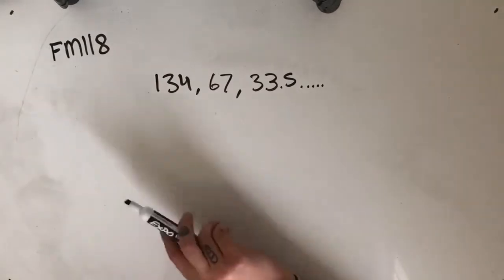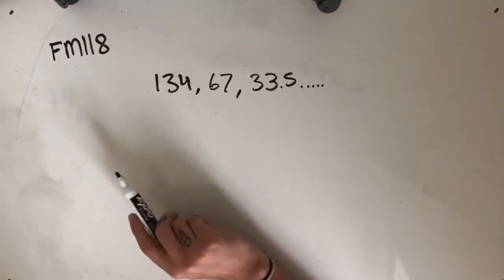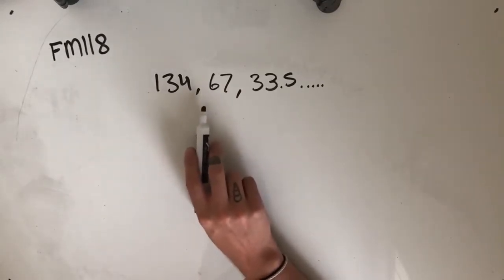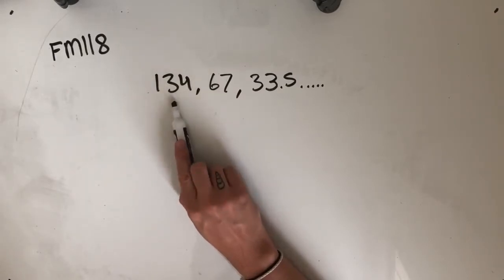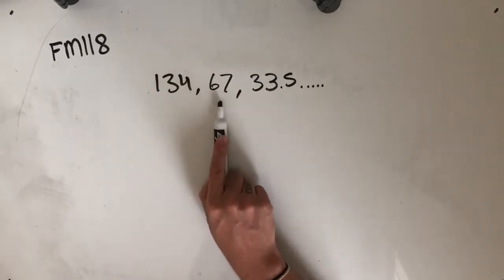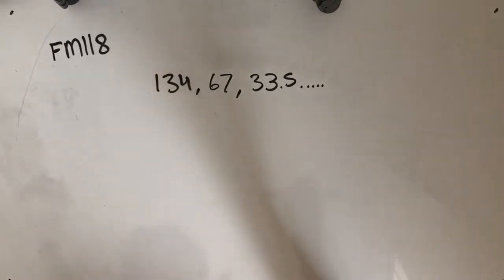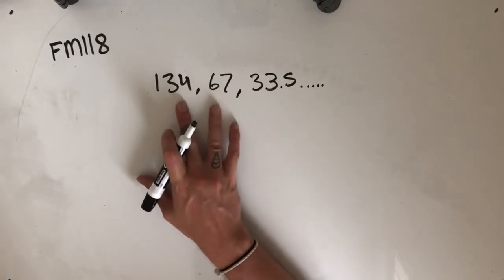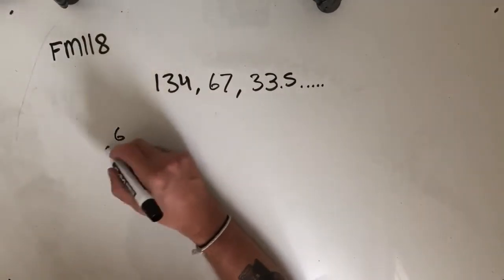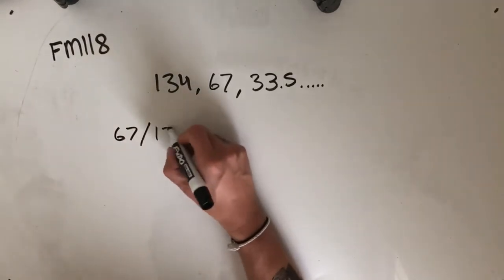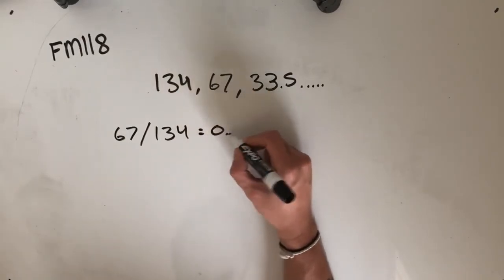So, we've been told that this is a geometric sequence, which means we need to find the factor by which this is moving along in terms of this pattern. So what factor do we have to multiply 134 by to become 67? And then what do we have to multiply 67 by to become 33.5? Pretty simple way of doing this. Take your first 2 terms in the sequence and divide the second term by the first term. So if you divide 67 by 134, you're going to get 0.5.